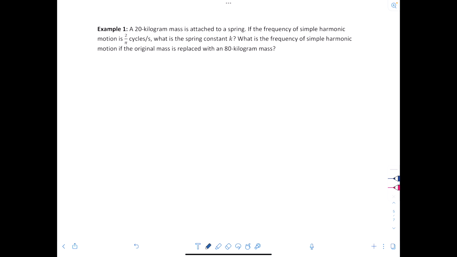So let's take a look at what all we have. First thing to do, right, is we have our equation. So we have m times that second derivative of x with respect to t plus k times x is 0, right? Well, do we know m? Yes, 20 kilogram mass, right? So let's put in 20 for m.